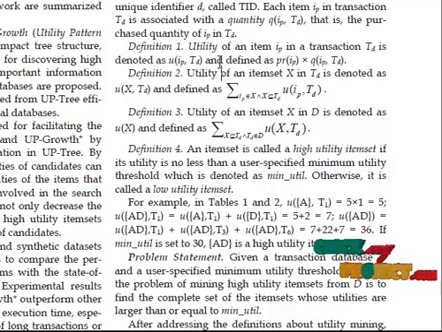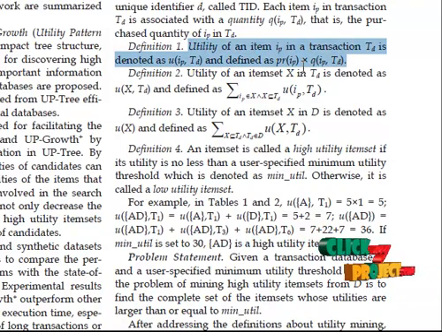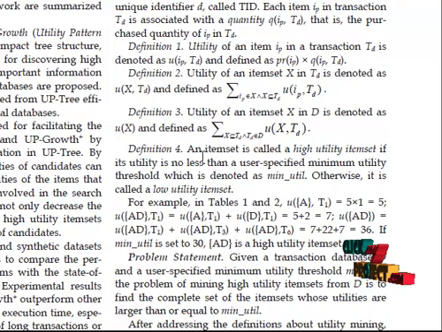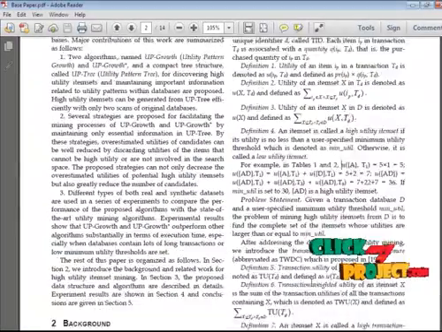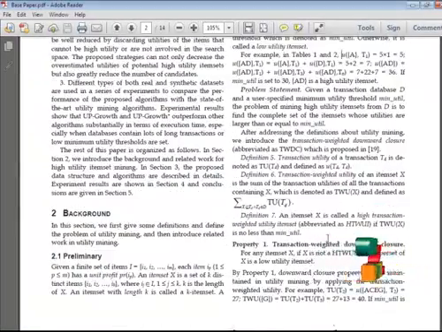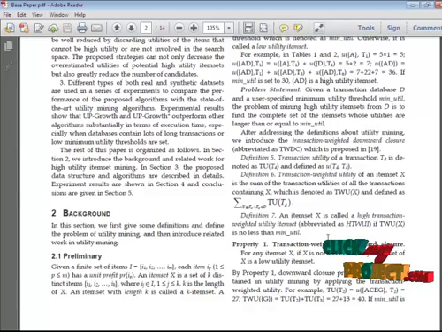Then out of that, we need to estimate these equations, find the utility, and then the utility of an item set in TD and overall D in the database. Then we need to estimate the high utility item set. We need to fix a threshold, that is, the minimum utility threshold. If our particular transaction's score is less than that minimum utility, then we need to eliminate the particular item. That's our procedure.